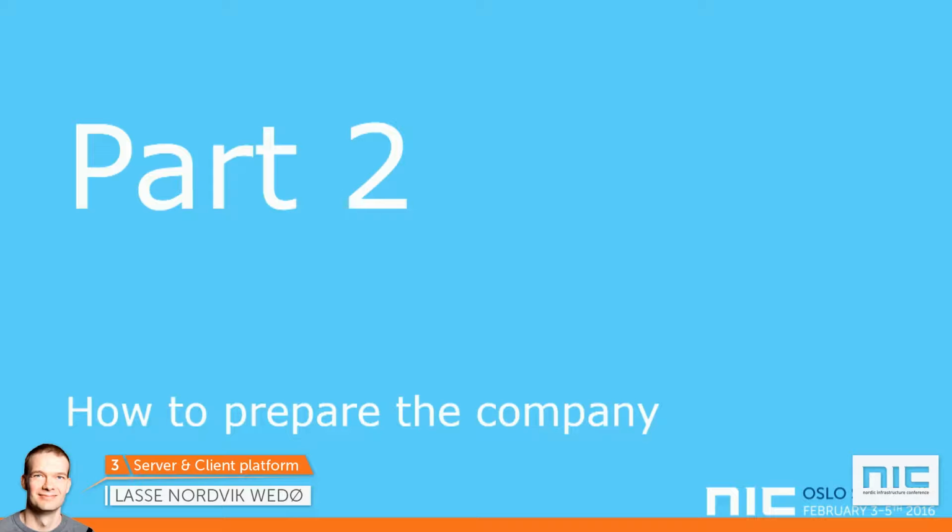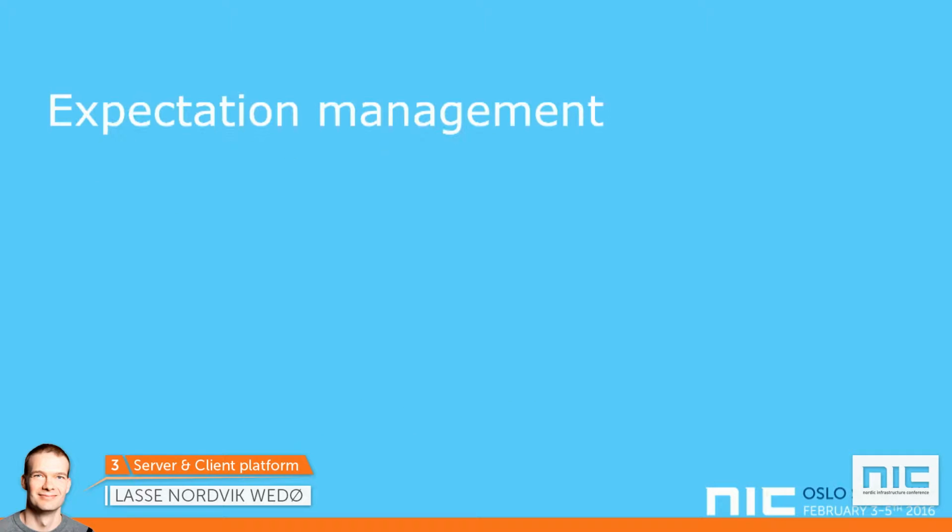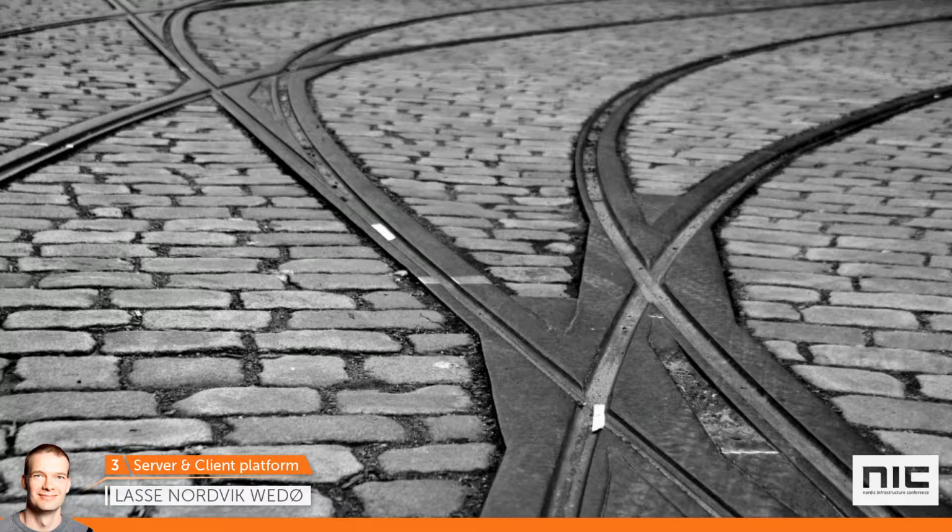Right. Part 2, how to prepare the company so you do not end up as the previously mentioned customer who only had 200 active users. One of the things you should consider is what I call expectation management. There's a railroad track here, and it can go in many different directions. So how do I know which way I am actually going? How do I know what to expect at the next crossing? Am I going forward? Am I going to the right? Am I going to the left?